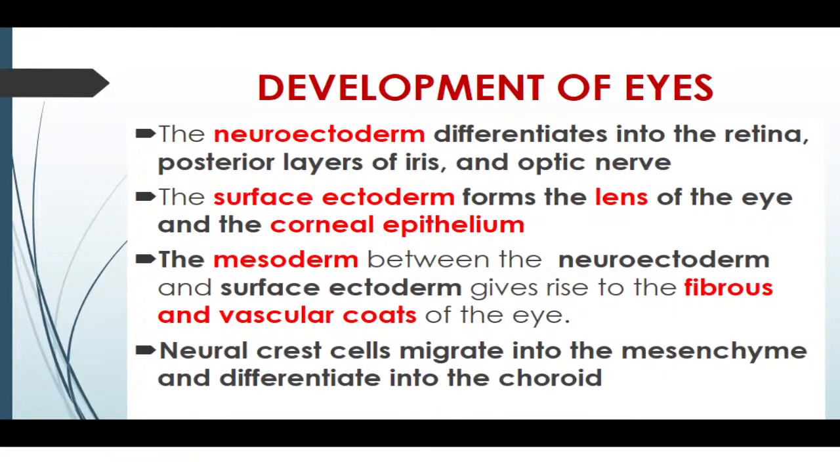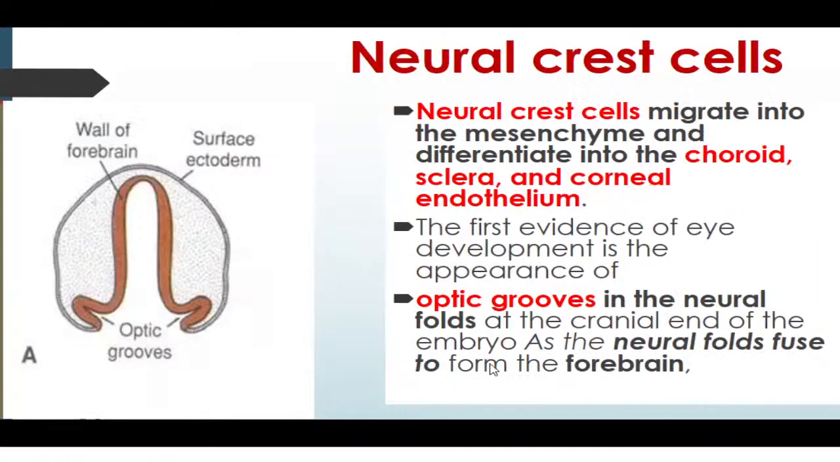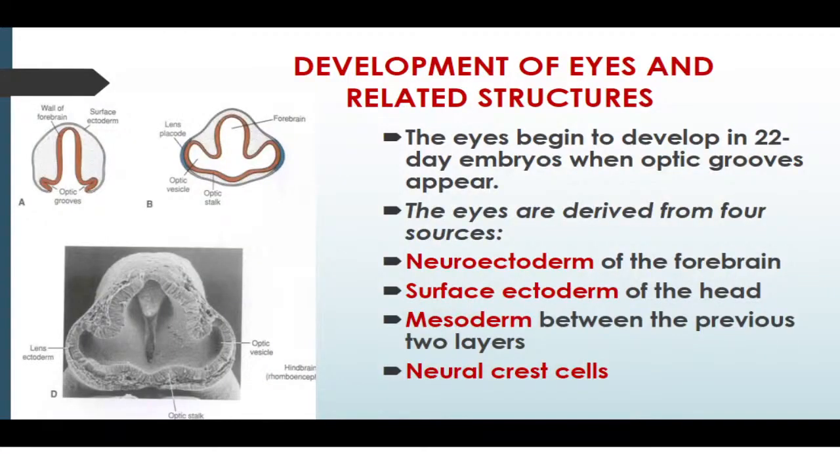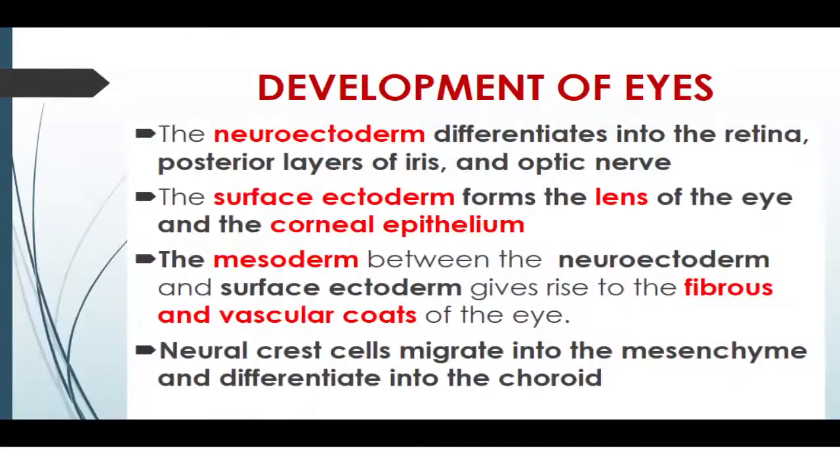On the other hand, surface ectoderm forms the lens placode, which is afterwards transformed into the lens of the eye, and the corneal epithelium. Again, surface ectoderm gives the lens of the eye and the corneal epithelium.